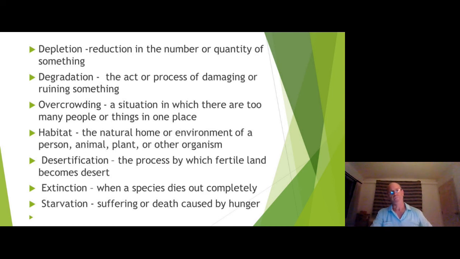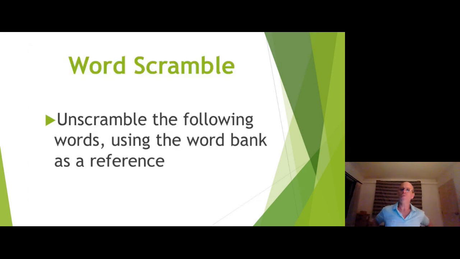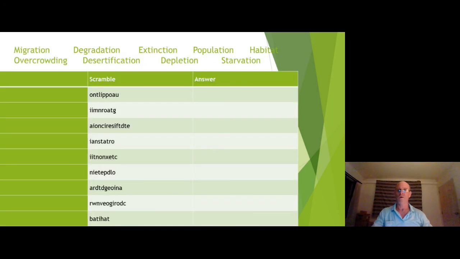So what I'm going to ask you to do now is do a little activity called a word scramble. Scramble means to mix up. Scrambled eggs means you mix them up. So to unscramble means to take something that's mixed up and put it back in order. Okay, so what you're going to do is look at our list, some of our list, and unscramble the words here.